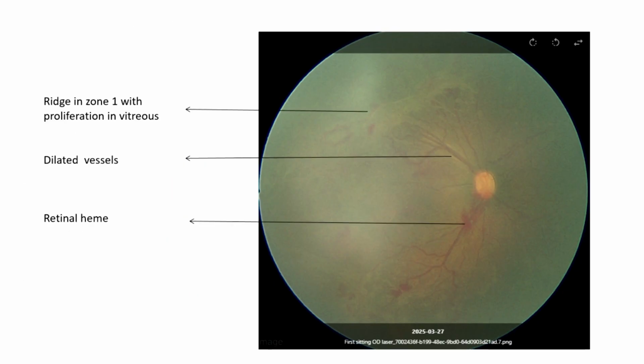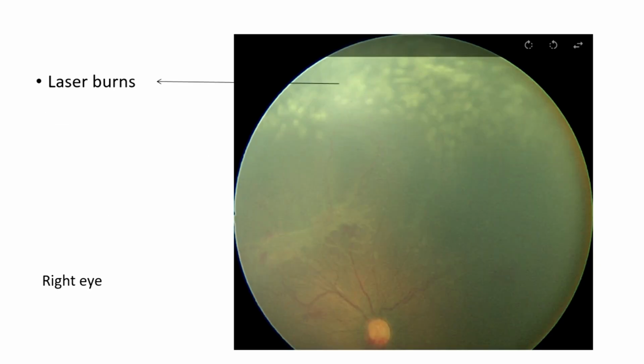So in this picture, we can see the ridge with the proliferation into the vitreous in zone 1, significantly dilated blood vessels, and retinal heme seen inferiorly. These were the laser burns, but significant space was seen between the ridge and the burn marks because the laser could not be completed because of the apneic spell in the baby. So this is a loop vessel, which is abnormal. Anything between the loop is usually avascular. So this needs more laser.